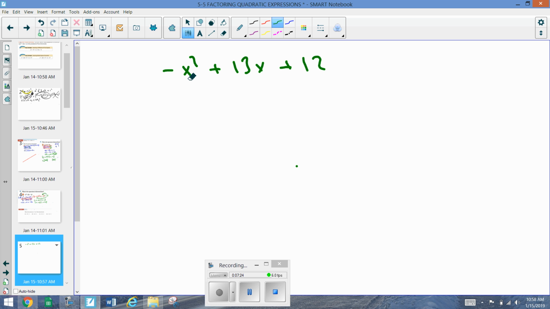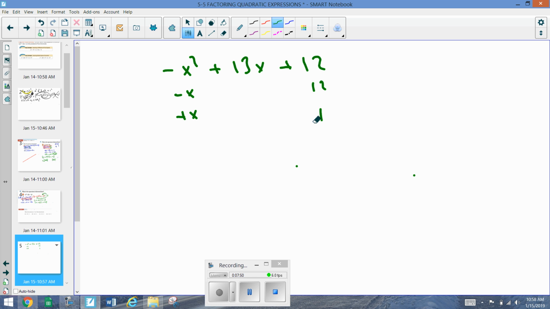Okay, what are the factors of this? Negative x and positive x, right? And then this is 3 and 4. Right? No, 6 and 2. No, 12 and 1. I'm sorry. 12 and 1. And, oh, you just do negative x plus 12 times x.